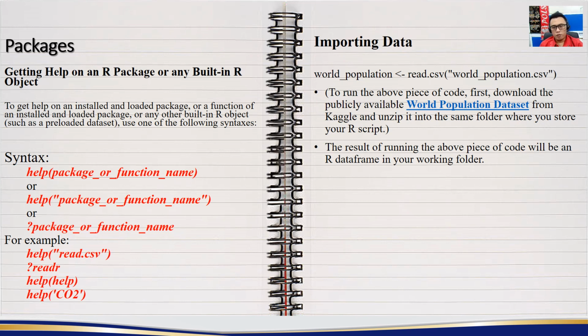All right, so for now I would like you to download the world population from Kaggle. Here you can click the world population link from Kaggle and unzip it into the same folder where you store your R script, so that we'll be able to do some activities about the world population datasets. The result of running the above piece of code will be an R data frame from the CSV file in your working folder.